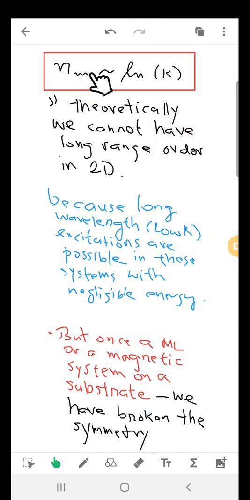Now theoretically we cannot have long-range order in low dimensions, because long wavelength excitations, that means low wave number, are possible in these systems with negligible energy. That is why we cannot have it. But with a monolayer or a magnetic system on a substrate, we can have broken symmetry. So although it is not possible in a two-dimensional system, if we have it in the form of a film, we can have a broken symmetry.